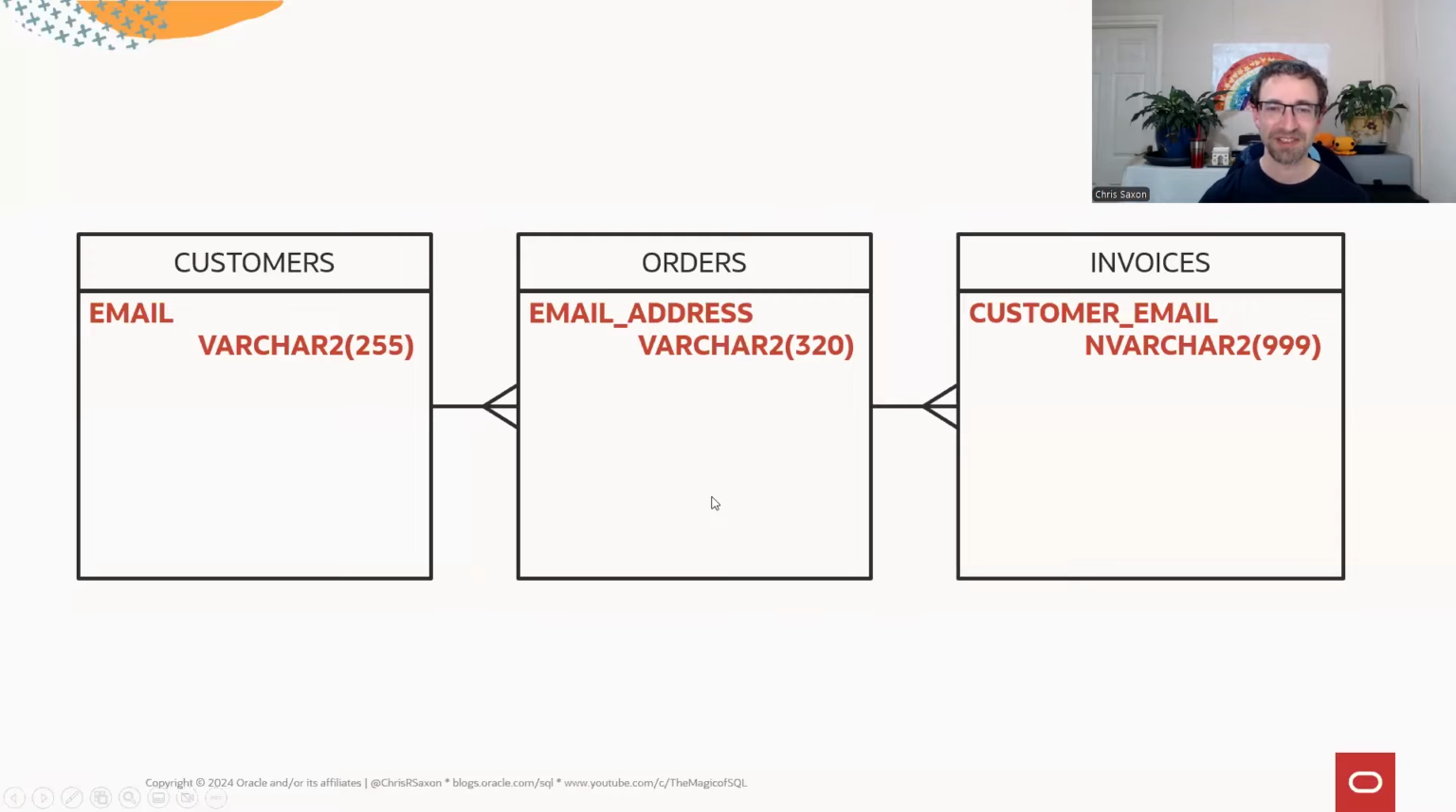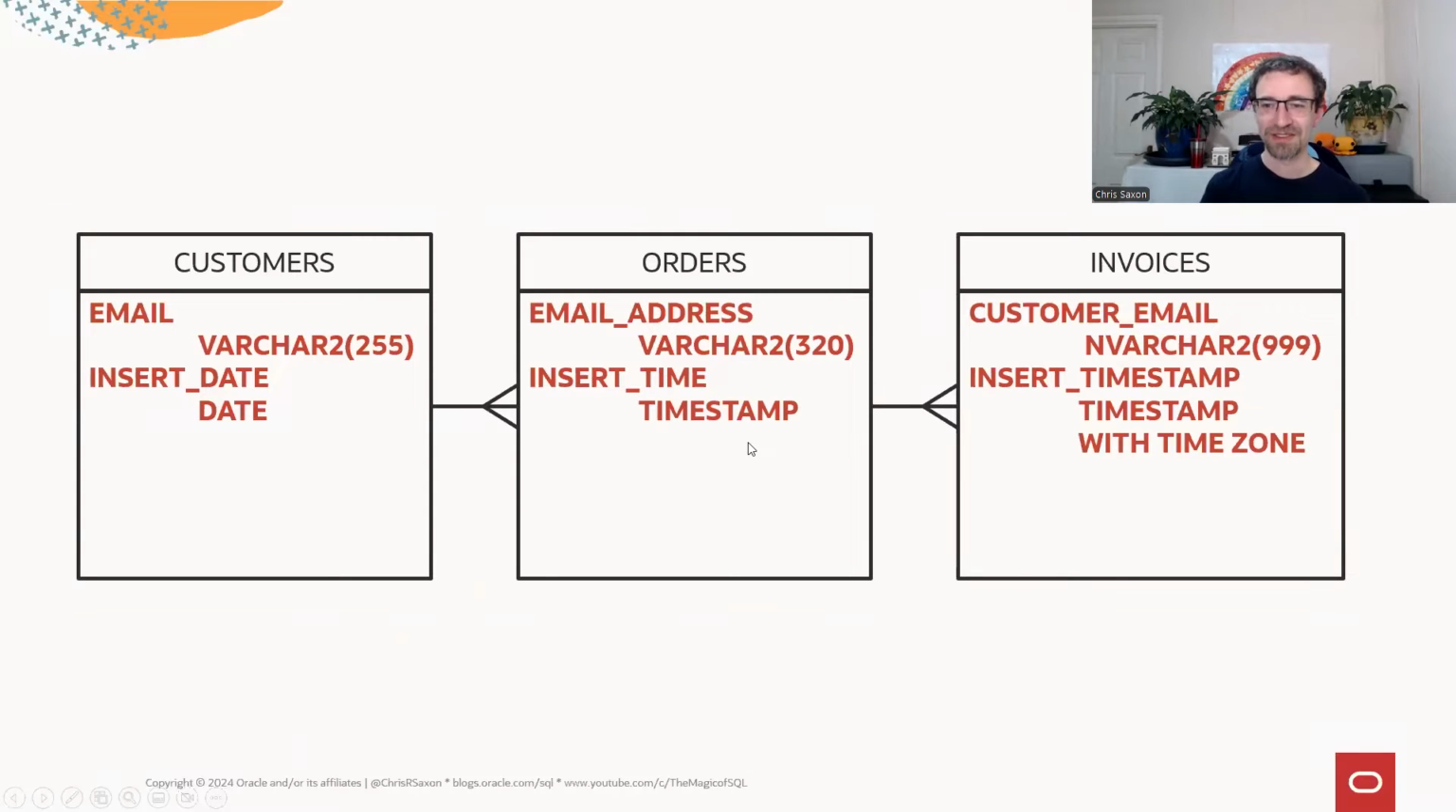Or maybe you've got things like an insert timestamp. On the customers table, it's called insert date, and that's a date. On the orders table, it's insert time, and it's a timestamp. And on invoices, it's insert timestamp, and that's a timestamp with a time zone. I think many of us have seen things like this, where columns which store the same values, and thus should have the same definition, have slightly different names and maybe even different data types across different tables.